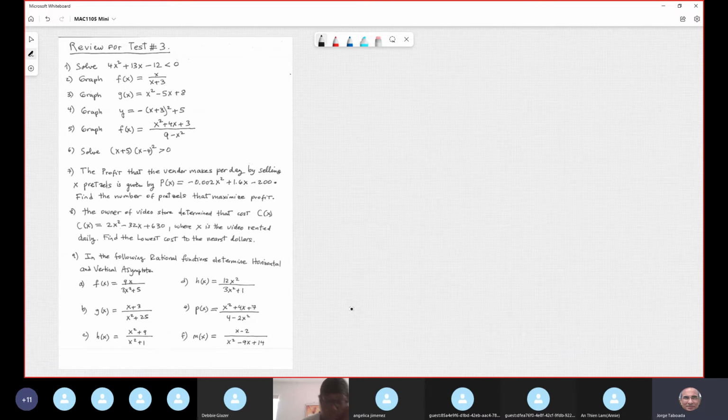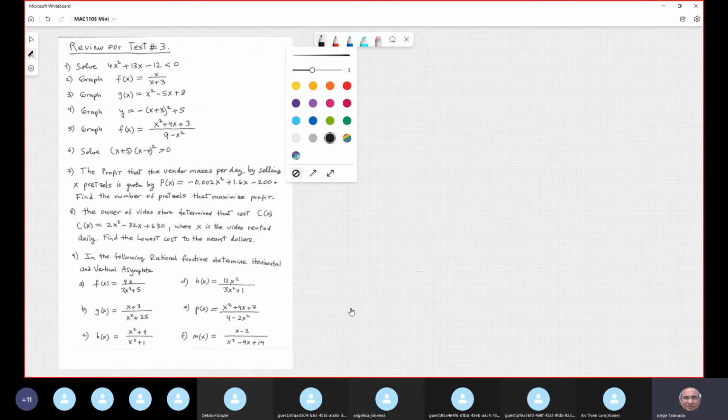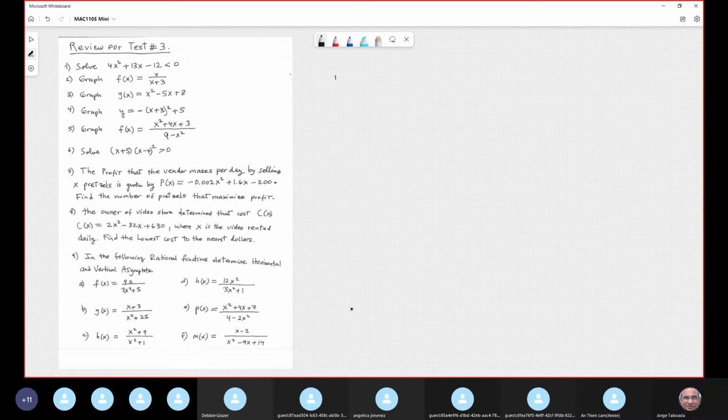Okay, let's do the number 1 problem. 4x squared plus 13x minus 12 less than 0. This is a classical polynomial inequality. Fortunately, the right hand side is 0. In this case, already 0.